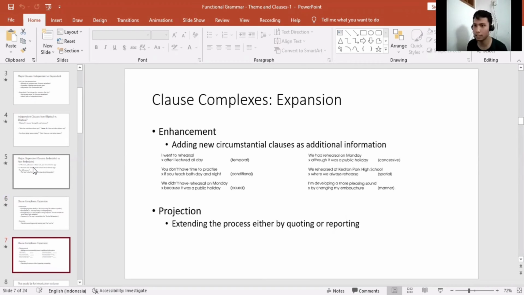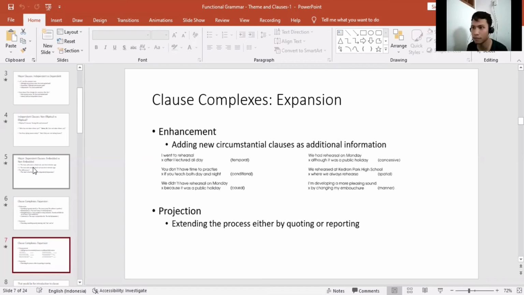And then there are clause complexes: expansion, enhancement, adding new circumstantial clauses as additional information. I went to rehearsal after I lectured all day. That is temporal. And then conditional: you don't have the time to practice if you teach both day and night. And then, we didn't have rehearsal on Monday because it was a public holiday. That is causal.